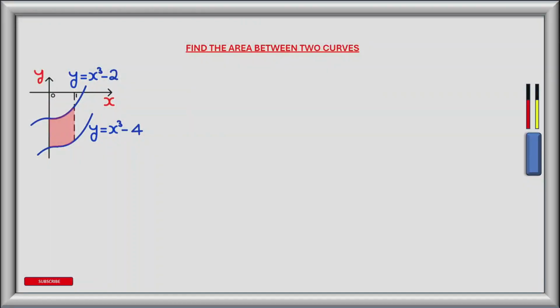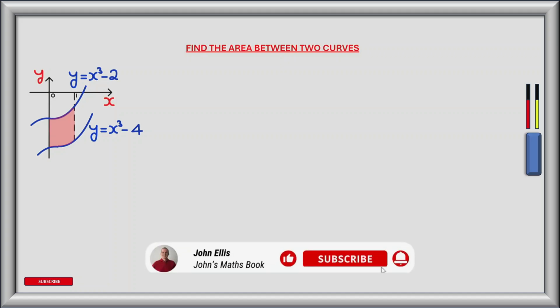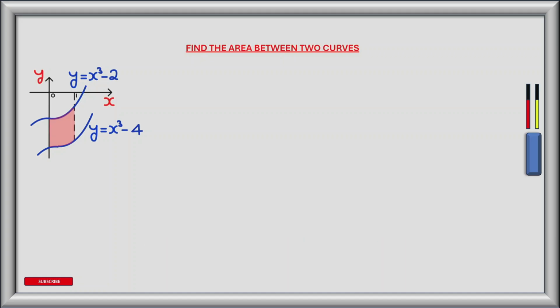Let's look at how we find the area between two curves where both curves are below the x-axis. The diagram on the board shows two curves, and the red shaded region is the area we want to calculate. The equation of each curve is shown. We have y equals x cubed minus 2 and y equals x cubed minus 4. For this example, we're going to find the area between the interval x equals 0 and x equals 1. Let's now look at each of the curves between the interval of x equals 0 and x equals 1.